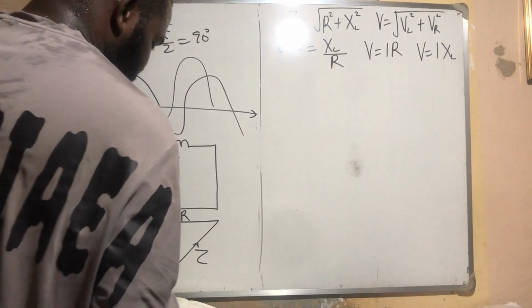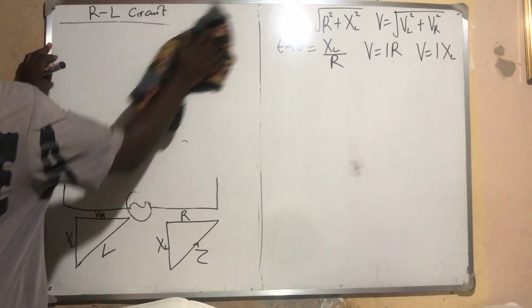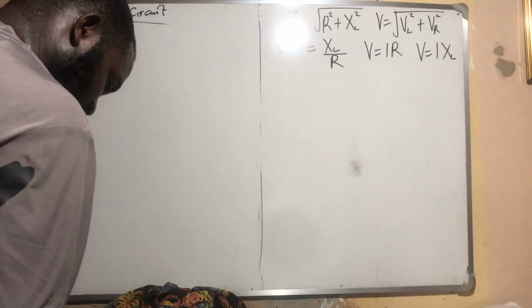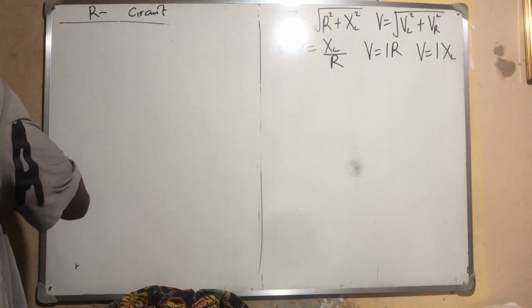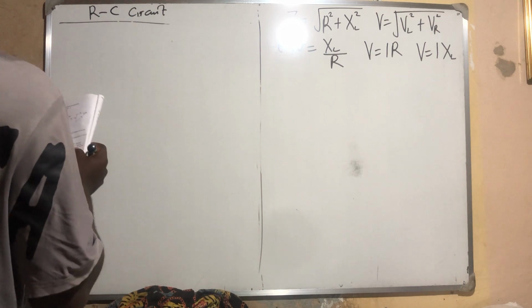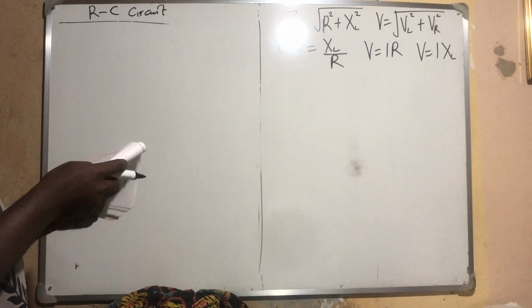So, and when I start using it in calculation, you will now understand it very well. So the next one we're going to talk about is when it contains a capacitor. Okay, the resistor capacitor circuit. There is a capacitor now in it. The resistor capacitor circuit. All right. Here, only the resistor and a capacitor are connected.